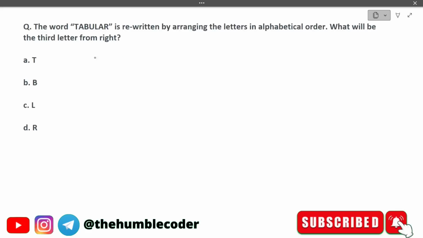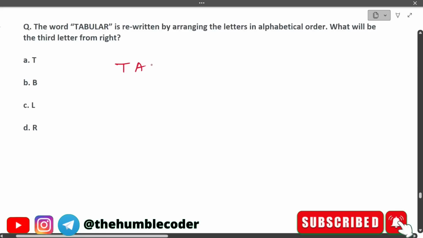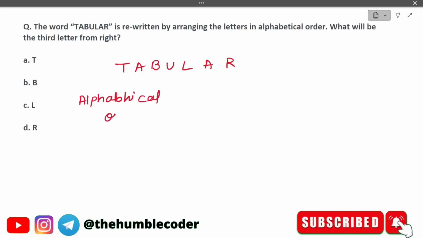So in order to solve this question, what we need to do, see, we have this given word which is tabular. Okay, we need to rearrange it in alphabetical order. Okay, now what is alphabetical order? That is whichever letter comes first in the alphabet, we have to keep it first, and then the other ones. Okay, so for example, in this word, what is the one which comes first? A, right, in alphabet, so we will put A first here.